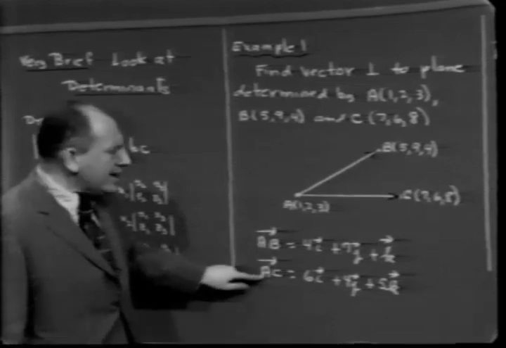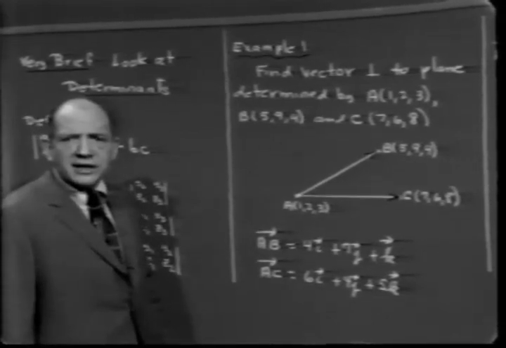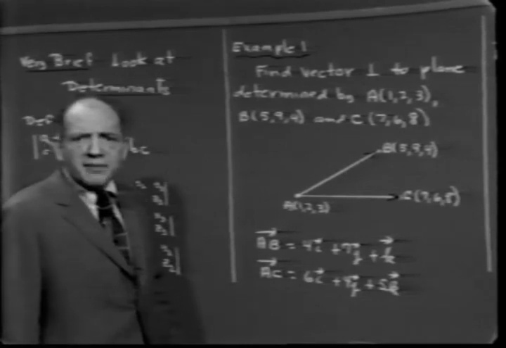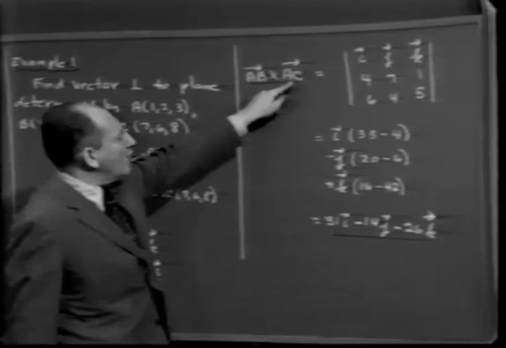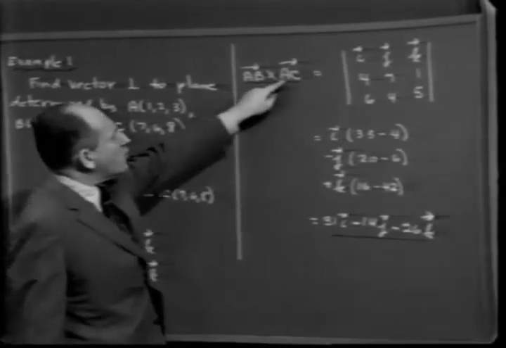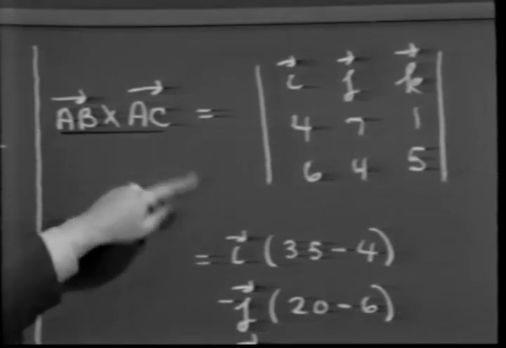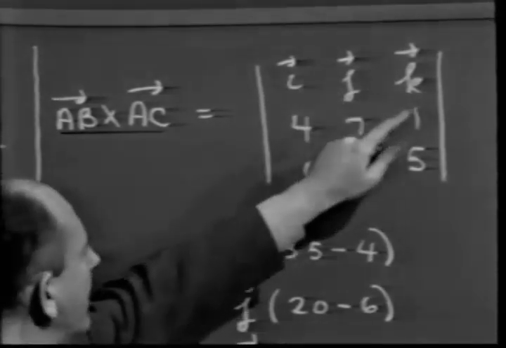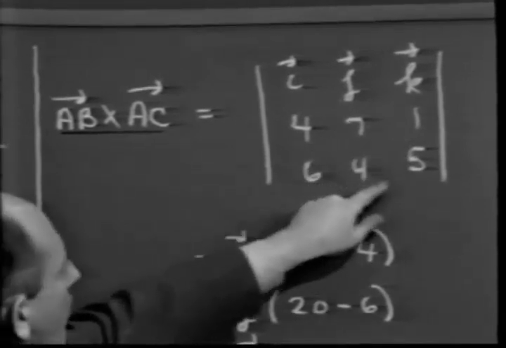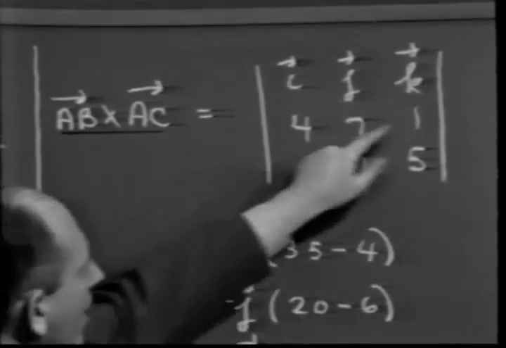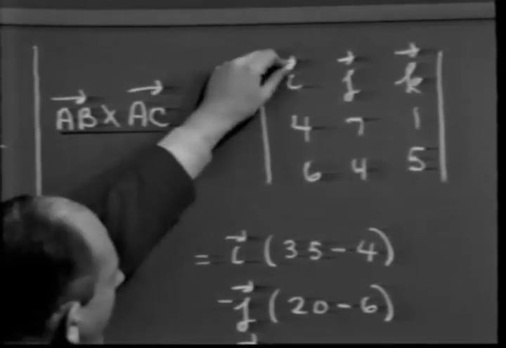Yes, by definition, if I cross AB and AC, whatever vector I get is going to be perpendicular to the plane determined by A, B, and C. And now what I'm saying is that the beauty of Cartesian coordinates is that I can now very quickly write down what AB cross AC is as a determinant. Namely, I write down i, j, k, then I write down the components of AB, then I write down the components of AC, see, 4 7 1, 6 4 5, and now I do what?